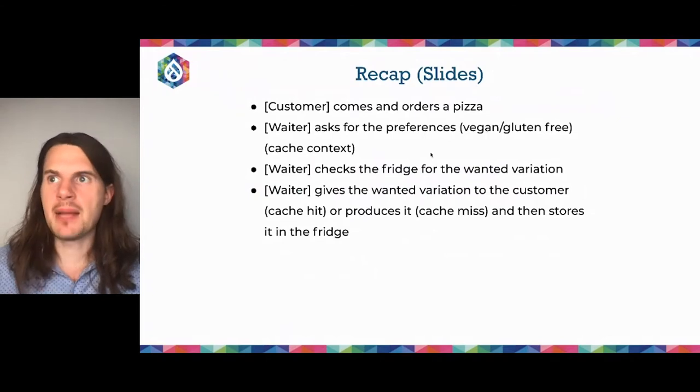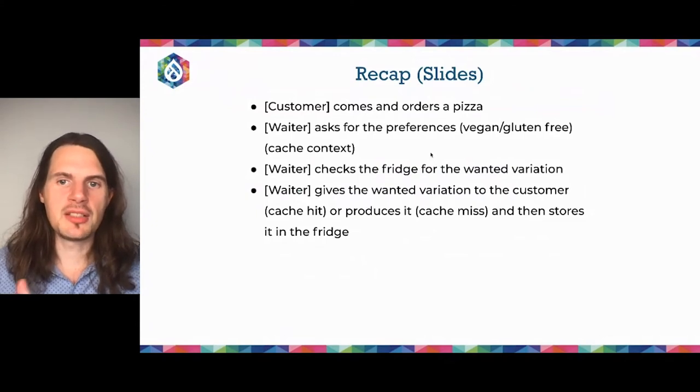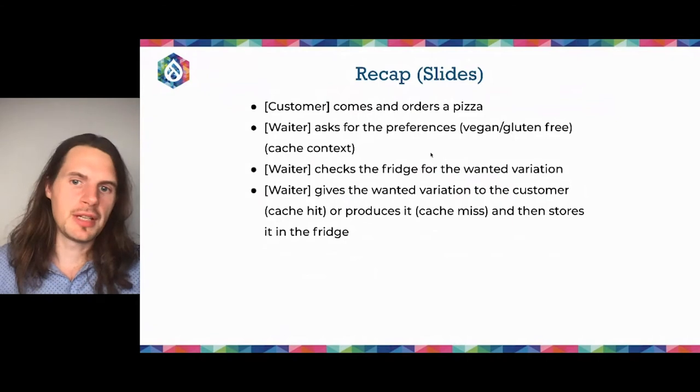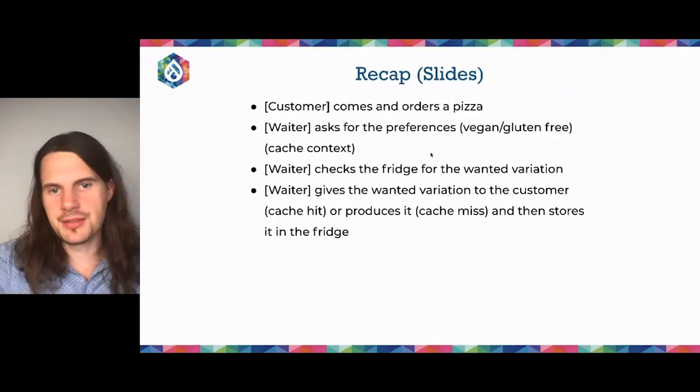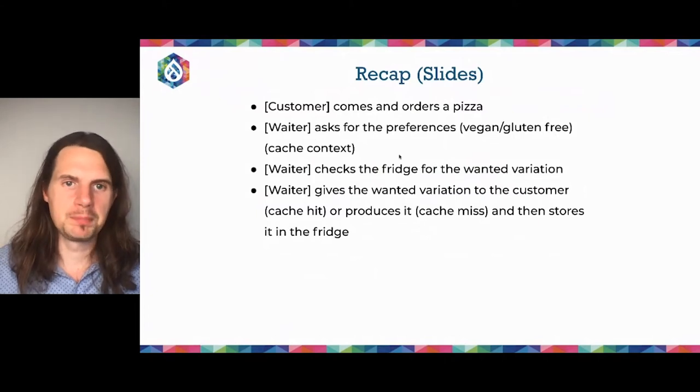Quick recap. The customer comes and orders a pizza. The waiter asks for the preferences, vegan, gluten-free, and he then checks the fridge for the wanted variation, and then he gives the wanted variation to the customer or produces it and then stores it in the fridge. So essentially, we now ask the customer for his preferences.